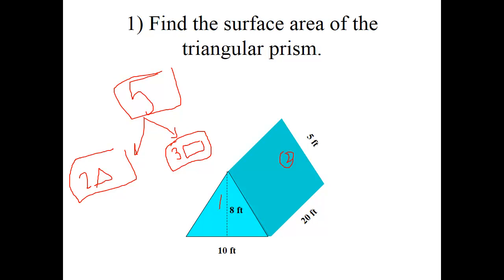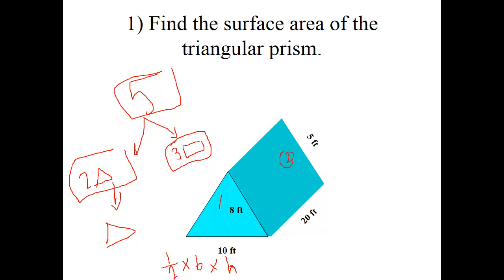The triangles are the same. So if I find the area of one of the triangles, like this one, the area of a triangle is half times base times height, right? If I find the area of one, I'm going to multiply by 2. So now I've finished the part of the triangles.